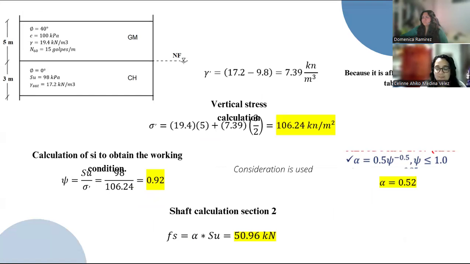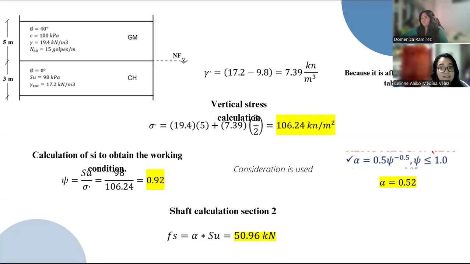What happened with the second method? In the second, we have the sand and the clay, but we have the presence of the phreatic level. So we have to find the saturated gamma. The saturated gamma is the gamma of the soil, but we have to keep the gamma of the water, as you can see in the photo. After that, we can calculate the vertical stress.